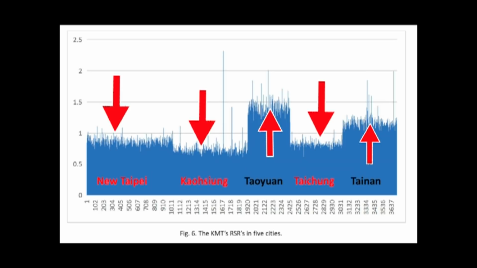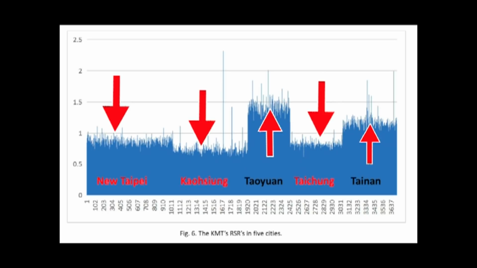This is very, very irregular because if the KMT was so unpopular, if Han Kuo-yu was so unpopular in this election, he would be losing support all over the nation. He wouldn't be losing support in just Taichung, Kaohsiung, and New Taipei. He would be losing support in Taoyuan and Tainan also. However, he was increasing in support in Tainan and Taoyuan.